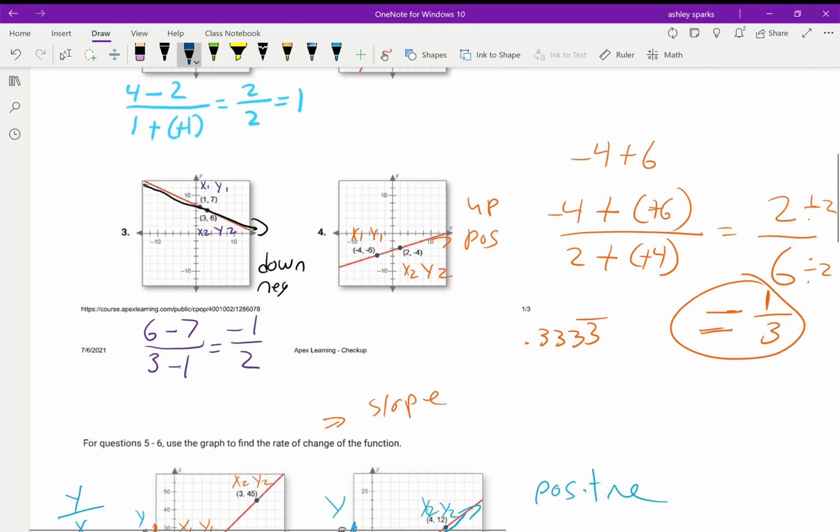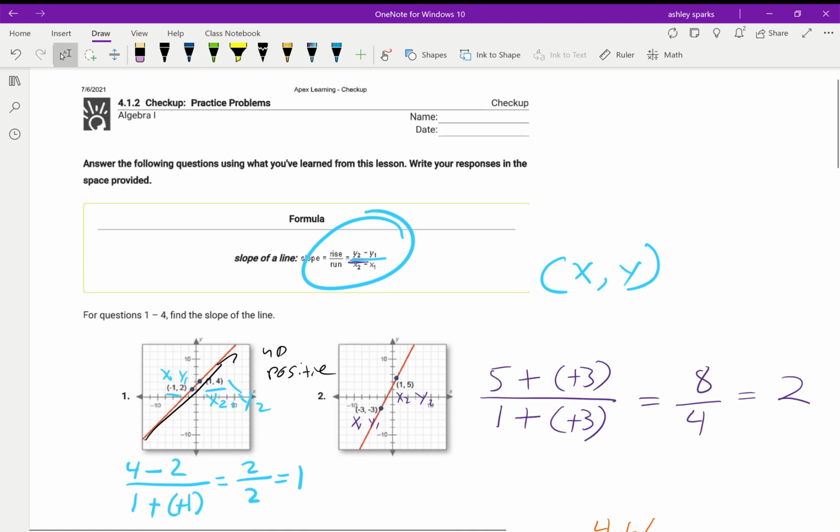But what you need to know with slope is all in that formula. Rise over run are y2 minus y1 over x2 minus x1. Plug everything in, take your time, take as many steps as you need. 2 negatives make a positive, and you should be good to go.